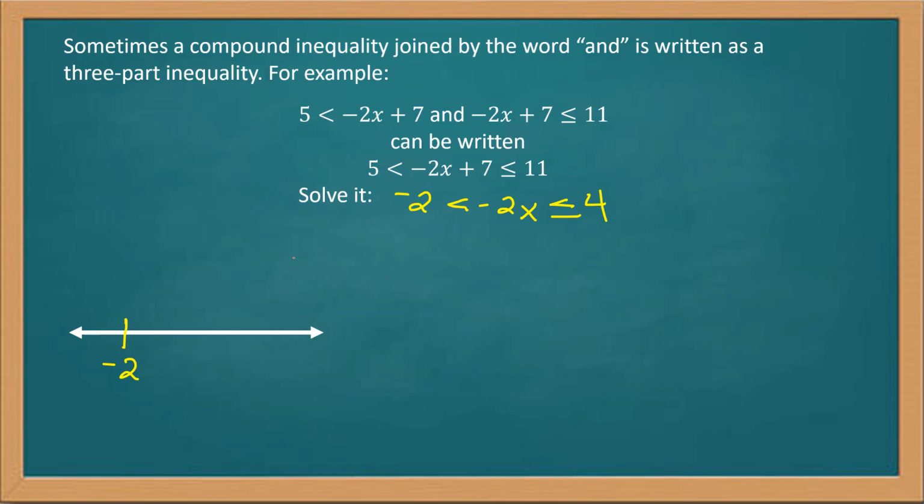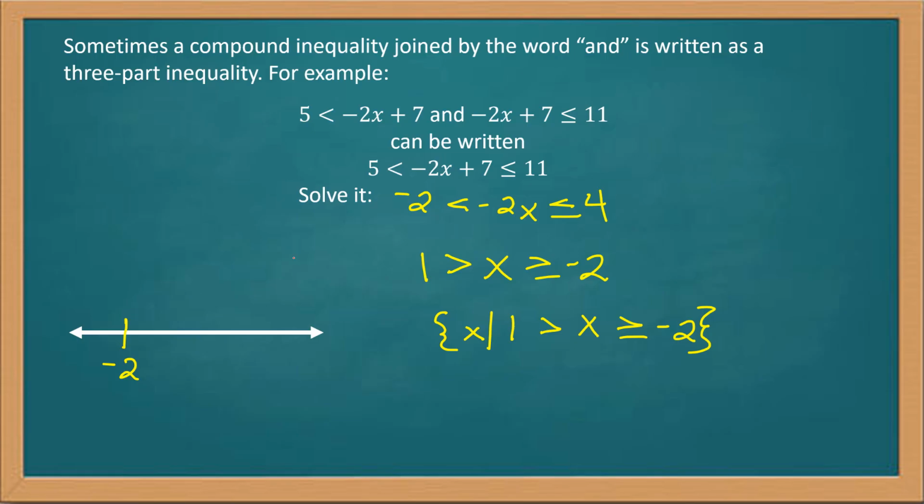And then you divide everything by -2. And when you do that, you've got to flip all those signs. Everything's pointing the other way. And you have 1 is greater than x is greater than or equal to -2. And that is all the values of x that are between 1 and -2, including -2, but not including 1.